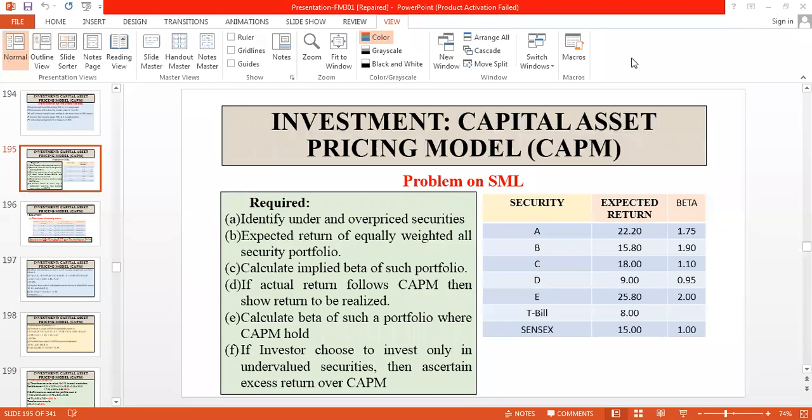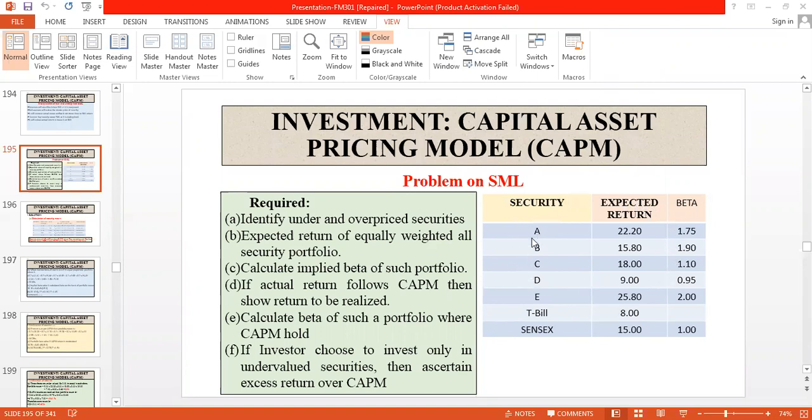Now, this is our third lecture on security market line. Here, we will finally apply the knowledge that we have gathered in the first two lectures and solve one problem to make the total idea clear. Look at this particular slide.